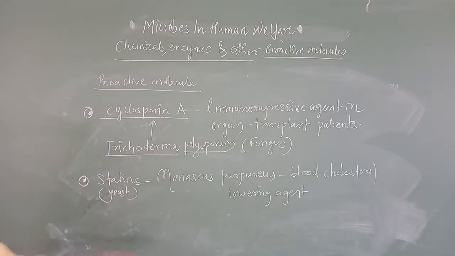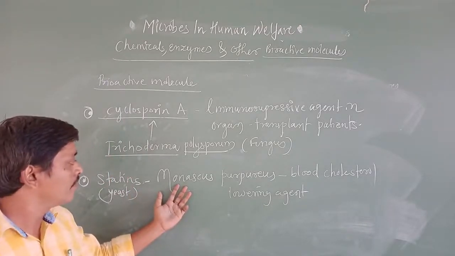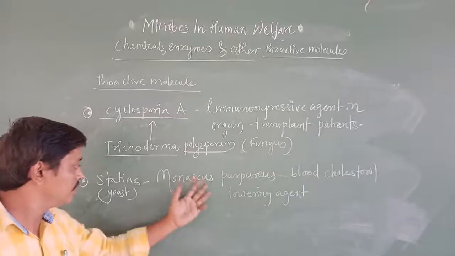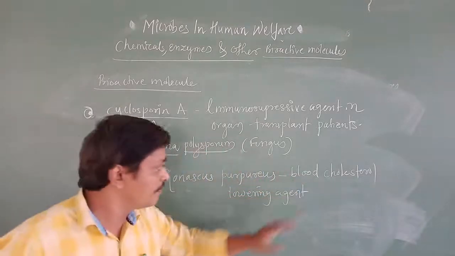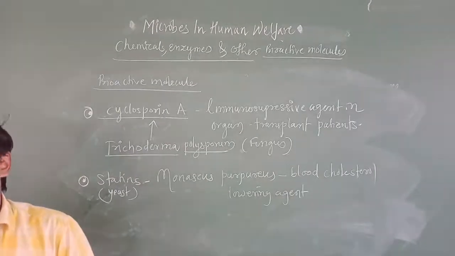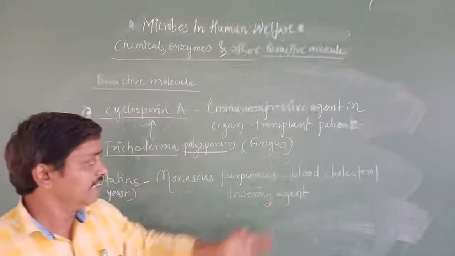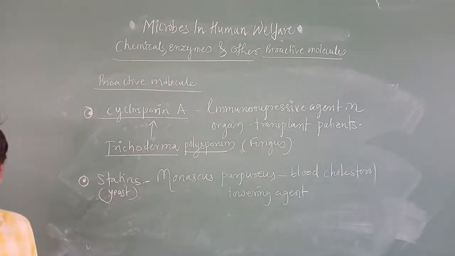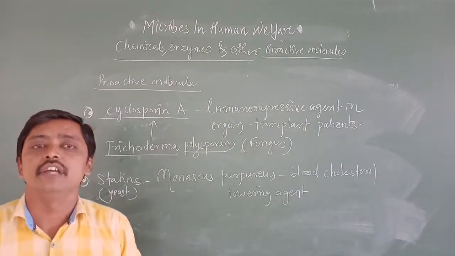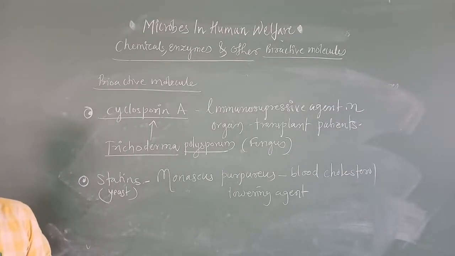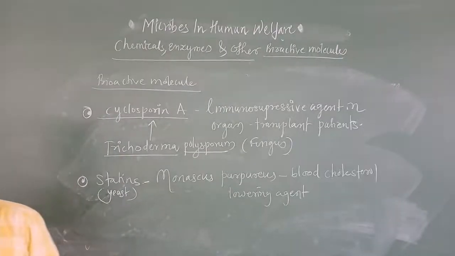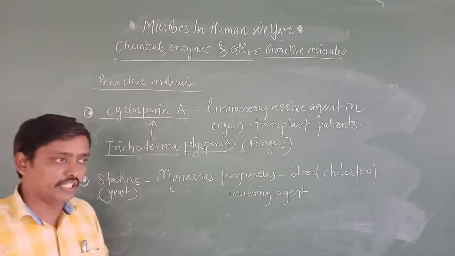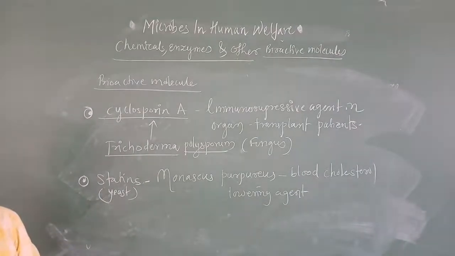And next, we have studied about the microbe Monascus purpureus, that is used to produce statin, and that statin is used as a blood cholesterol lowering agent. In the sense, this inhibits the enzyme which is helpful for the production of cholesterol in our body, and in such a way it is checking the cholesterol level in our body and is helpful for lowering the cholesterol level in a normal human body.